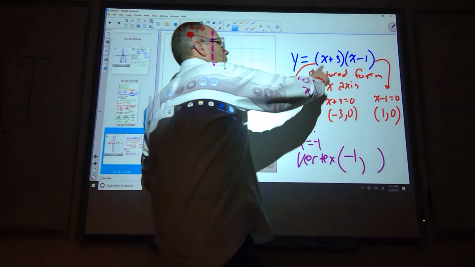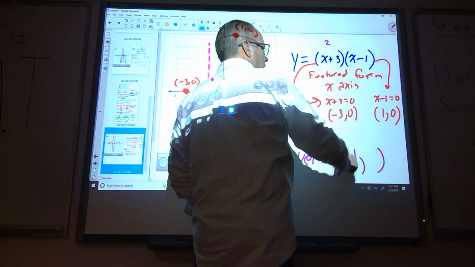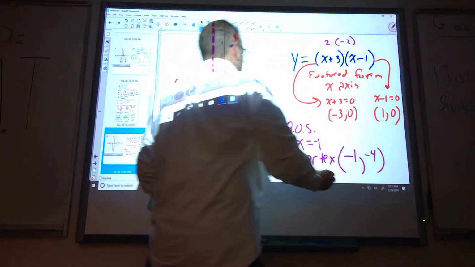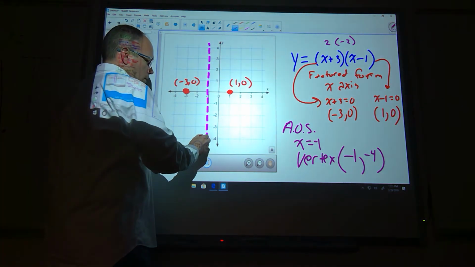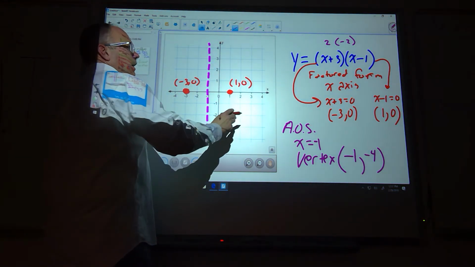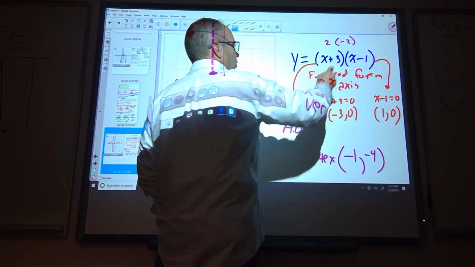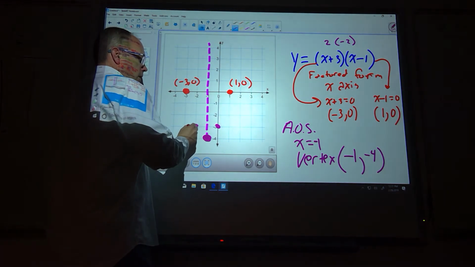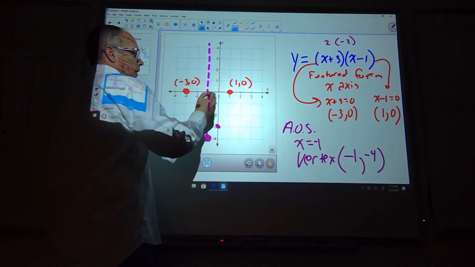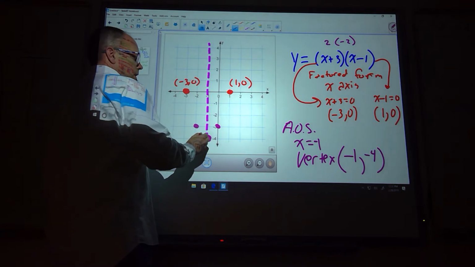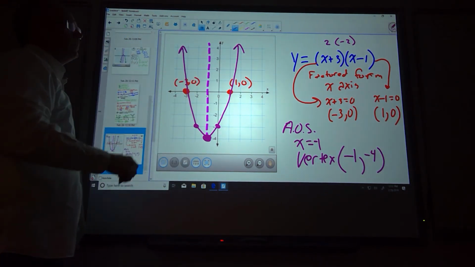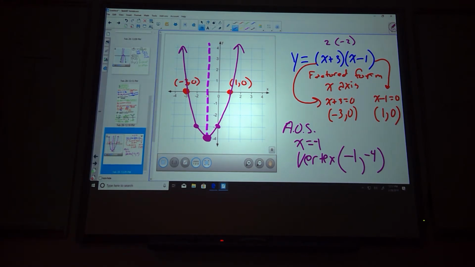Plug it in. So negative 1 plus 3 is 2. Negative 1 minus 1 is negative 2. Multiply those together so I get negative 4. So I find I had 1, negative 4. I'm down here. And then if I had multiplied this together, I'd get x squared, right? So my pattern graph is going to go right 1 up 1, left 1 up 1, right 1 up 3, left 1 up 3. Look how well that worked. So that's one way of looking at these.